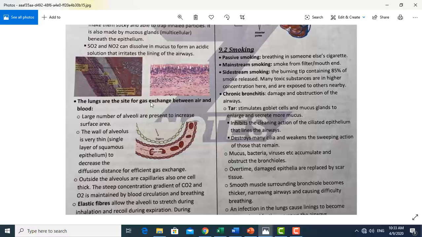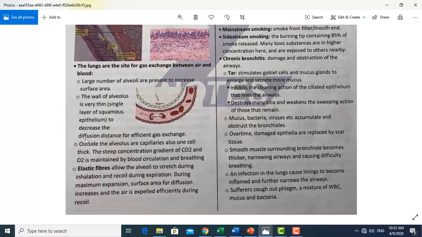The lungs are a site for gas exchange between air and blood. A large number of alveoli are present to increase the surface area. The wall of the alveolus is very thin and is made of squamous epithelium to decrease the diffusion distance for efficient gas exchange. The outside of the alveolus has capillaries, also one cell thick.